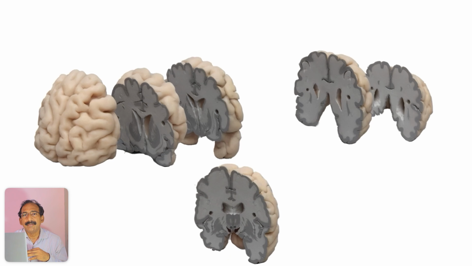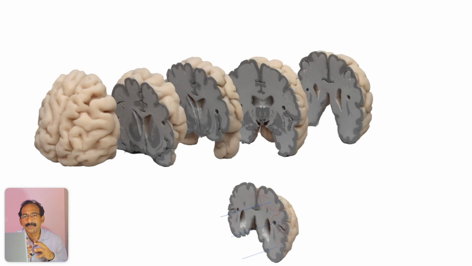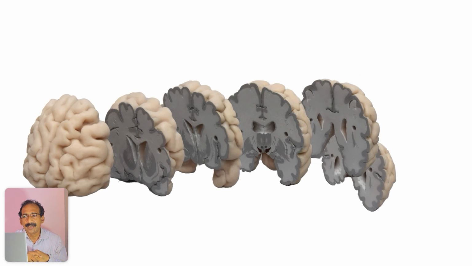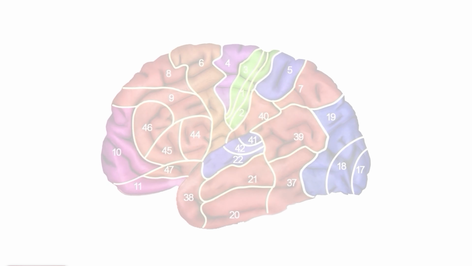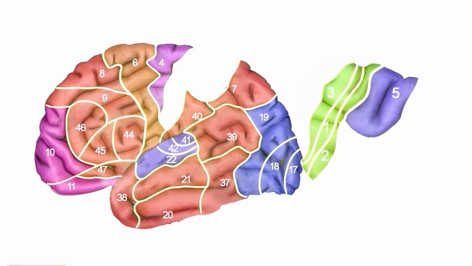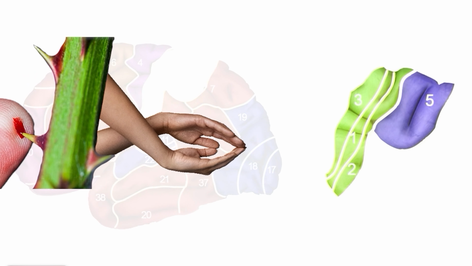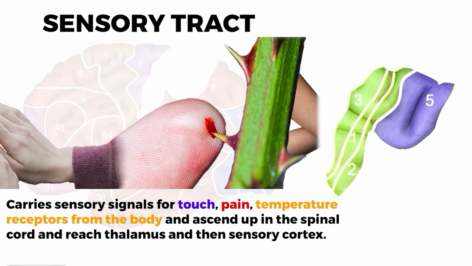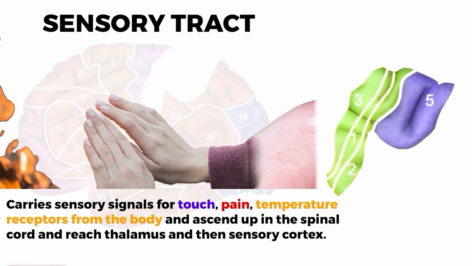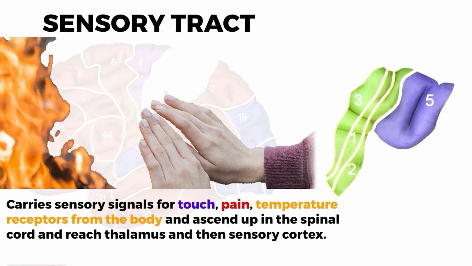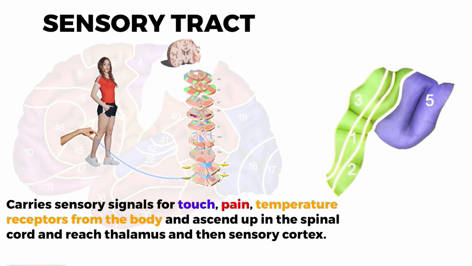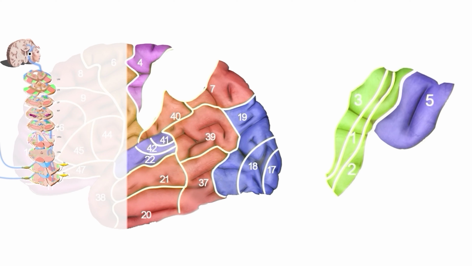And the posterior, the occipital lobe, which has got optic radiation and which is supplied by the posterior cerebral artery. And this is the functional anatomy: areas 1, 2, 3 of Brodmann, which receive the touch, pain, temperature receptors from the body, ascend up in the spinal cord, and reach the sensory cortex. This is how the signals are carried through the spinal cord, cross to the opposite side, and then ascend up and reach the thalamus and then the sensory cortex.